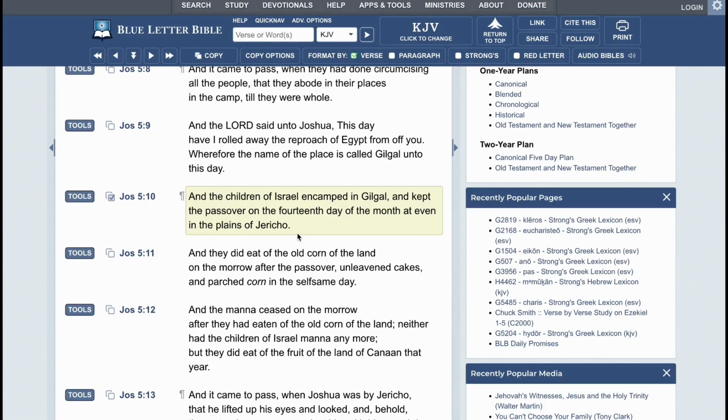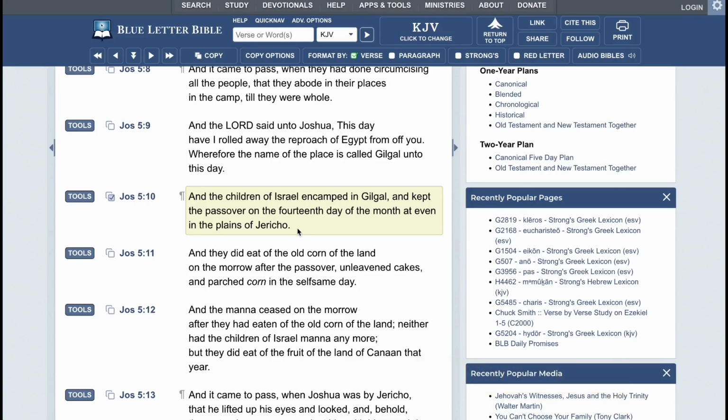And here we read in Joshua 5:10, "And the children of Israel encamped in Gilgal, and kept the Passover on the 14th day of the month at even in the plains of Jericho." So this is letting us know that if Passover was kept in 1447, the next day they left, then 40 years later, this is 1407, that means we are correct in understanding that it's 40 years to the day.